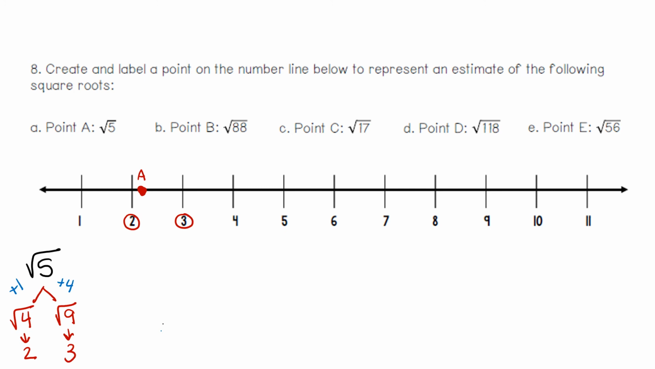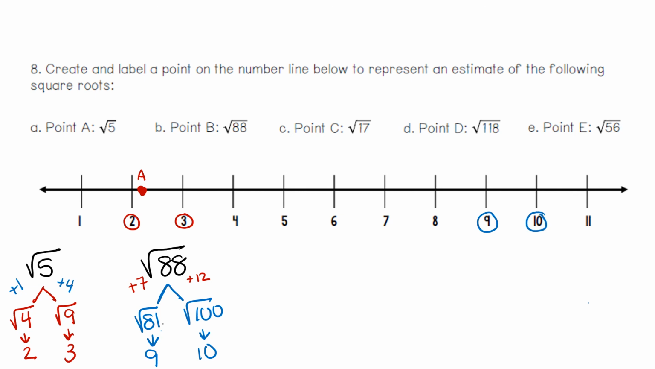For point B, we're going to use the square root of 88. We're going to break it down into a smaller perfect square, 81, which is 9 times 9, and 100, which is 10 times 10. To go from 81 to 88, we only have to go up 7. But to go from 88 to 100, we have to go up 12. So that means our answer is going to be between the 9 and the 10, but closer to the 9 than the 10. We can draw our point and label it point B.